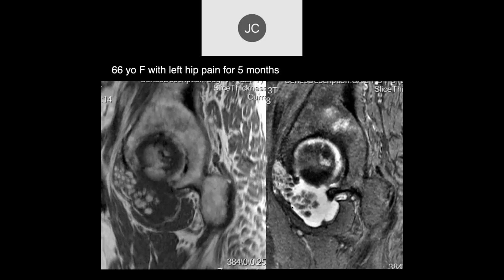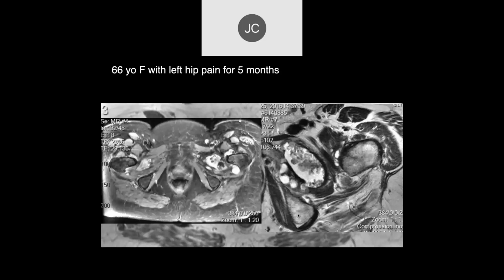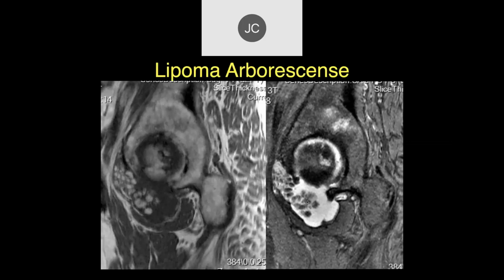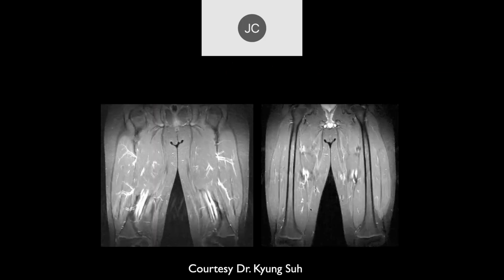Here's a T1. Little cysts in there, and this is a little atypical. One thing you can think about is maybe these are all loose bodies, but this doesn't really look like osteochondromatosis. That looks more like soft tissue thickening, more like synovial thickening. And this turned out to be lipoma arborescens. Synovitis with fat replacement within the tissues.